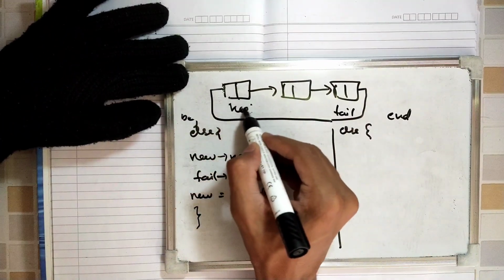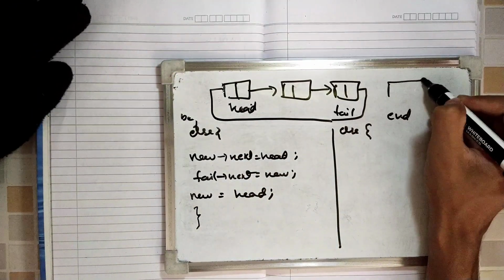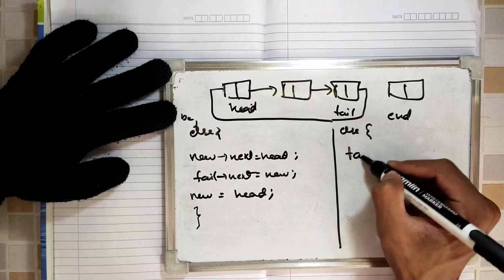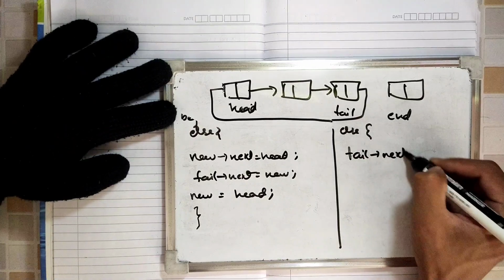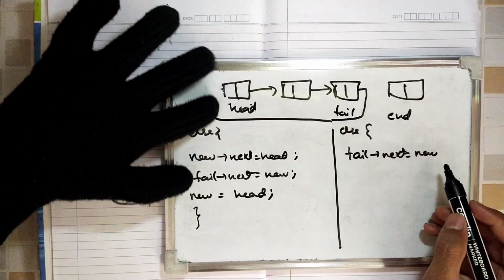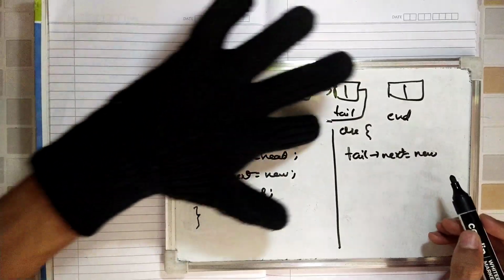Okay, so here my head is here. Now insertion at the end, my node should be attached here. So what I will write is tail of next equals to new. So this link got broken.